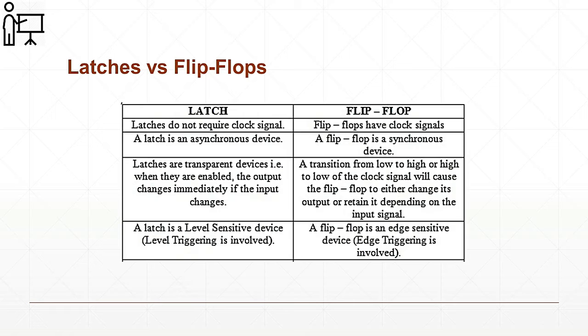Latches do not require a clock signal. However, flip-flops have clock signals. A latch is an asynchronous device. A flip-flop is a synchronous device. Latches are transparent devices, that is, when they are enabled, the output changes immediately if the input changes. A transition from low to high or high to low of the clock signal will cause the flip-flop to either change its output or retain it depending on the input signal. A latch is a level-sensitive device, and a flip-flop is an edge-sensitive device.